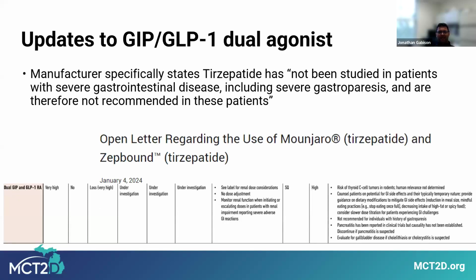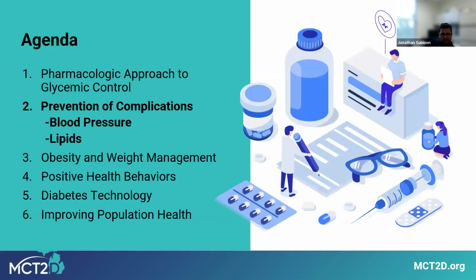In the GIP-GLP-1 dual agonist section, tirzepatide is not recommended for individuals with history of gastroparesis. This was an addition. This is specifically because the pharmaceutical company made that recommendation, and not because of any updates in the literature or increased concern compared to similar medications in the GLP-1 receptor agonist class.